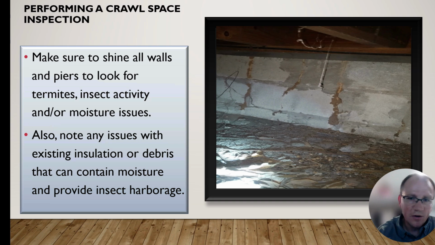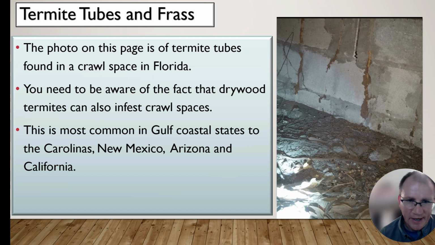Obviously, as you go, you're going to see more and more things. Like in this particular crawl space, the vapor barrier was really broken down. So there's just a laundry list of issues you can come across, but make sure, again, you're shining all the walls, the piers, and make sure you're keeping a mental note or a notepad to write down your inspection findings when you're done. The photo on this screen is a picture of termite tubes found in a crawl space in Florida.